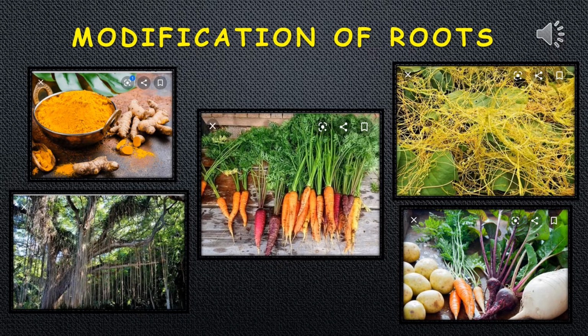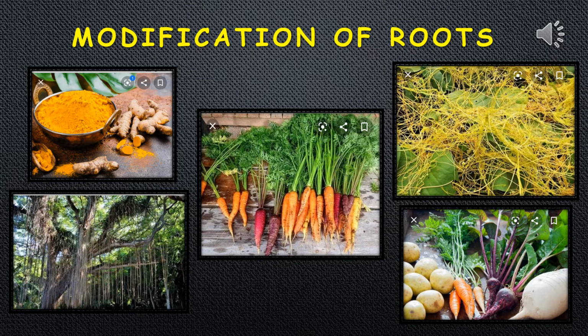Next is for climbing, such as in money plant and betel. They are modified into climbing roots to help them climb and to give support. You will be able to see on the screen some pictures where climbing roots are modified. Next is for nutrition.